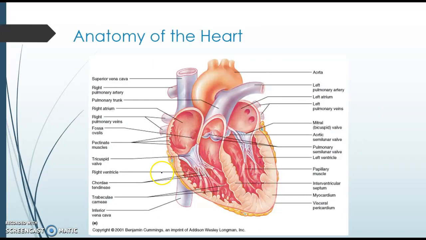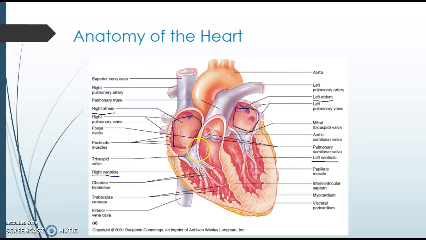So if we look here, you're going to have a right atrium and a left atrium. Atria is plural, atrium is singular. And then you're going to have your ventricles. So you have a right ventricle, which is going to be on the bottom, and then you're going to have a left ventricle. So these top chambers here are your atria.